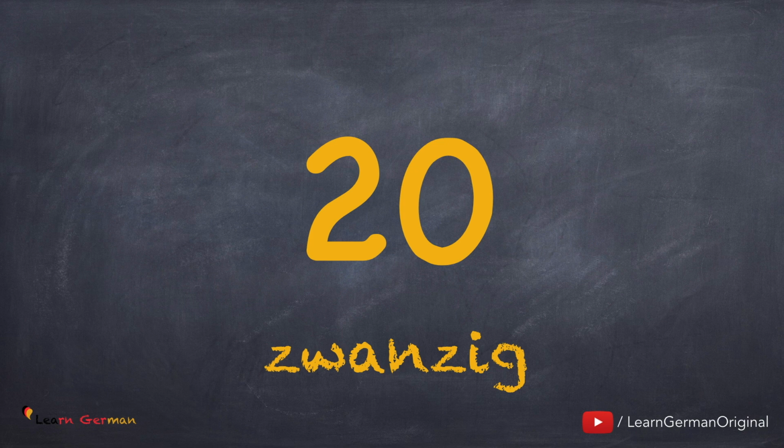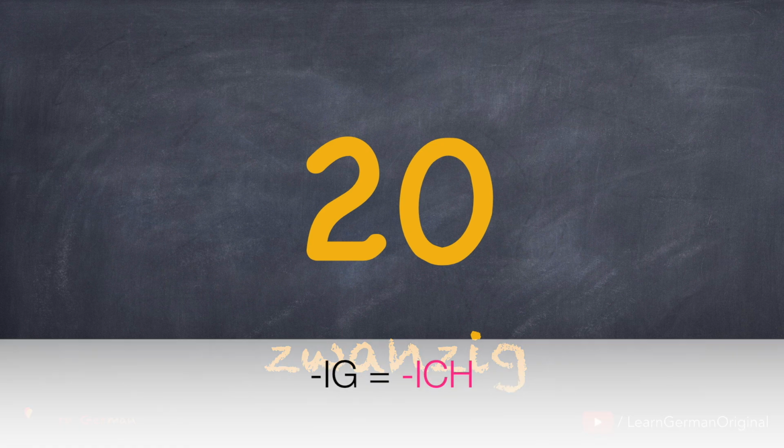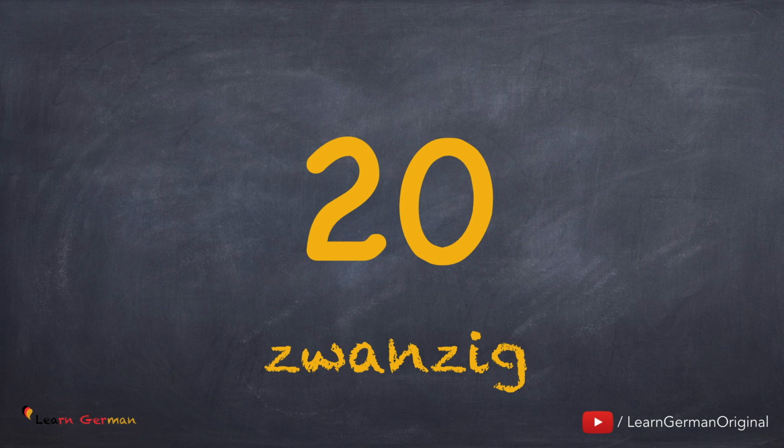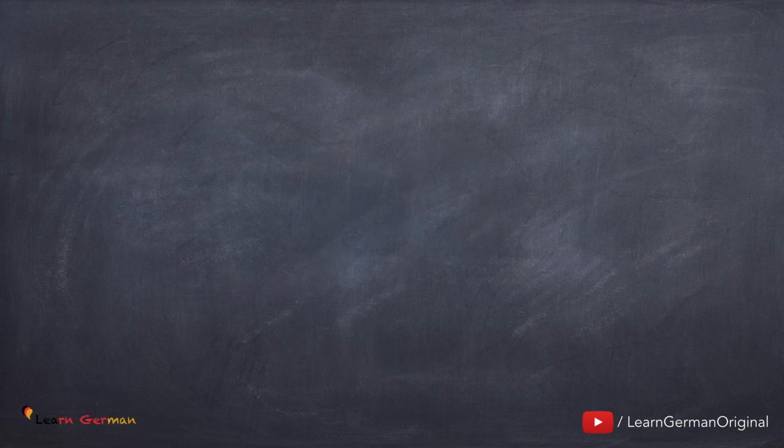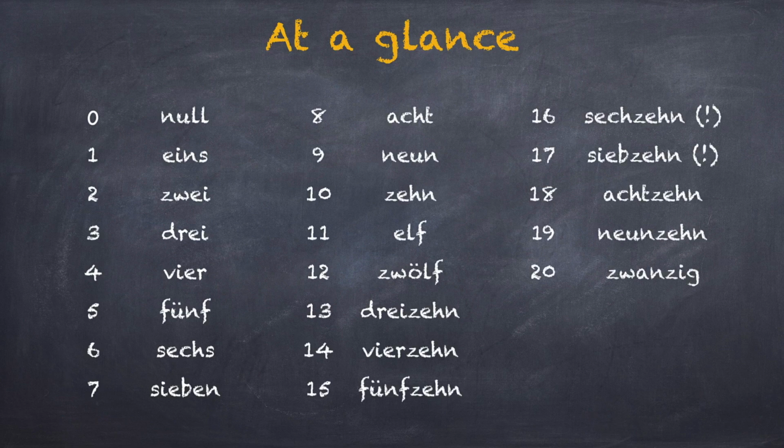When G forms a part of an ig suffix, it is pronounced as ich. You might also find some people pronouncing this number as zwanzig. This is because they have a different dialect. So now you know numbers from 0 to 20. Let's summarize them. I'll speak and you repeat after me. Don't forget the two exceptions that we have here, 16 and 17.